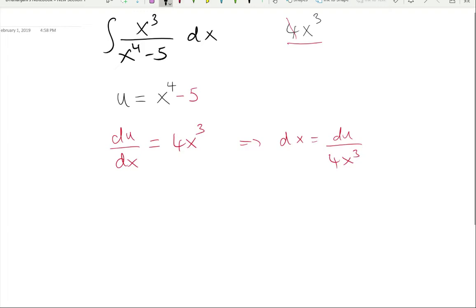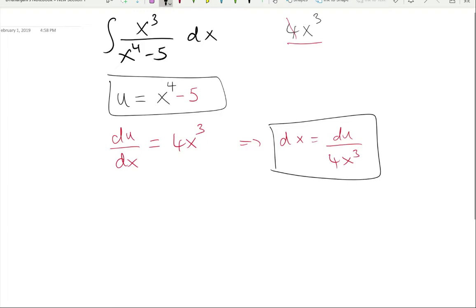Always remember, integration by substitution has two replacements to do, right? What are those replacements? Now we replace x to the 4 minus 5 by u. Let x cube be there. dx is du over 4x cube. So let this x cube be taken care of by this other part, okay? So you can see x cube cancels out. See, x cube being in the numerator perfectly worked for us, right? So don't get worried, okay? Don't get worried about the position of your functions.